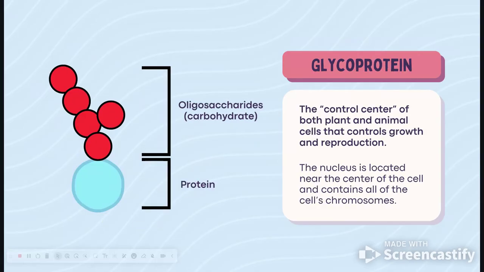Then we have glycoproteins. Unlike the glycolipid, it's made up of proteins and another carbohydrate, called an oligosaccharide. Basically, the glycoprotein is like a control center for both plant and animal cells to control growth and reproduction of the cells. And it's typically found in the nucleus, and it holds all the chromosomes, which is basically like DNA.